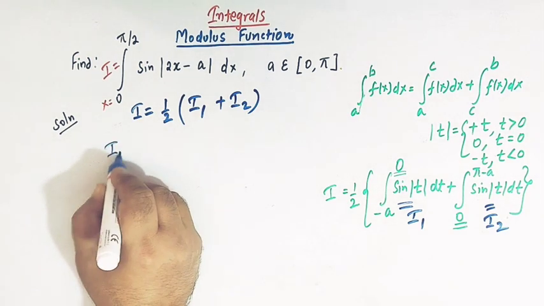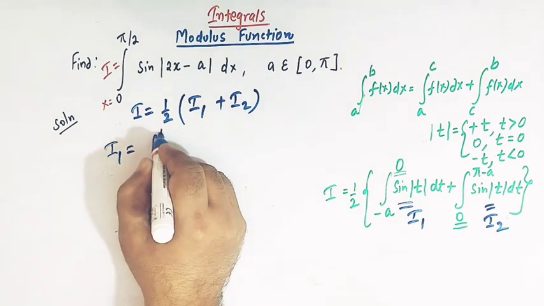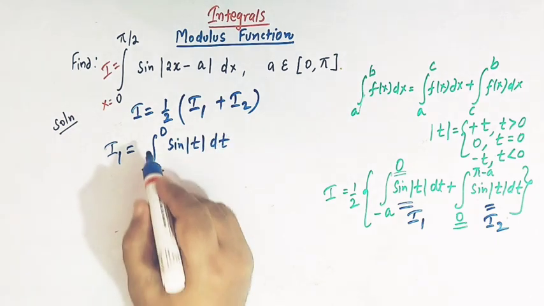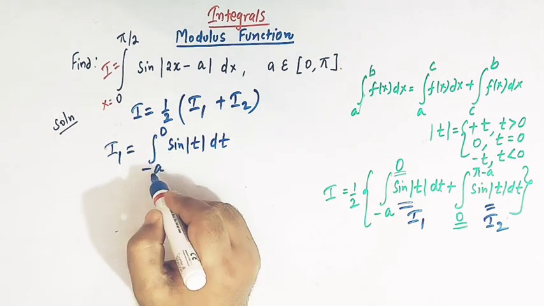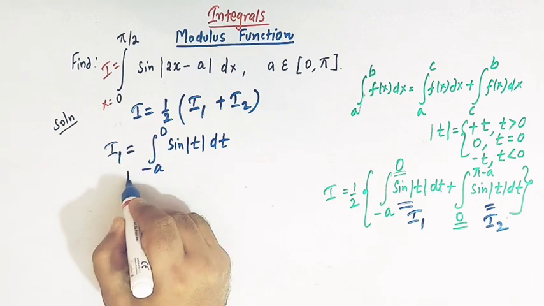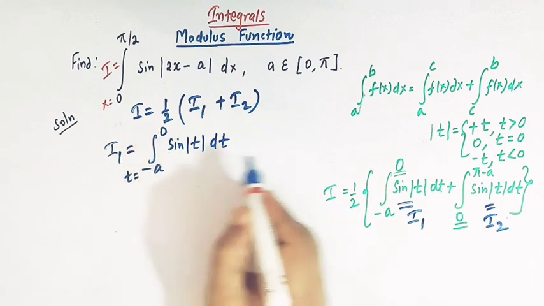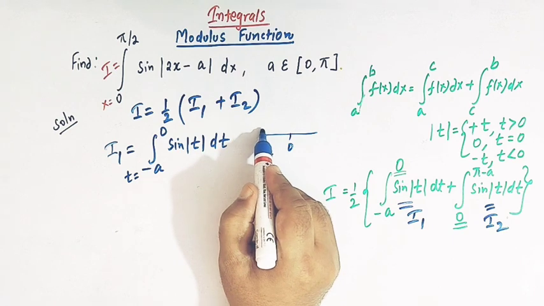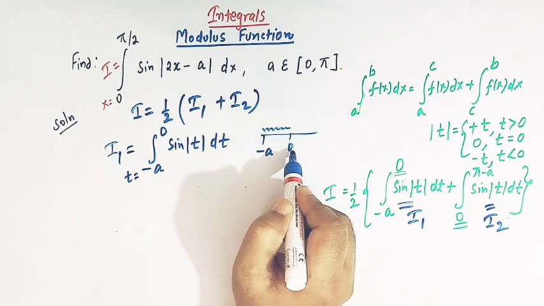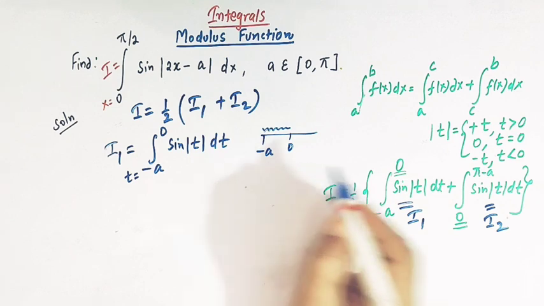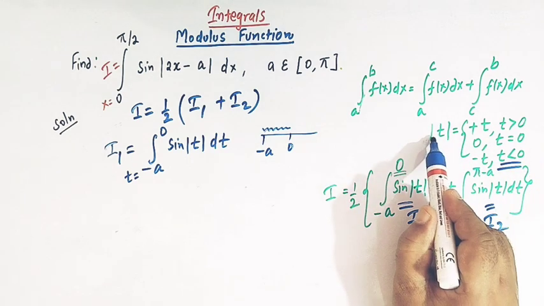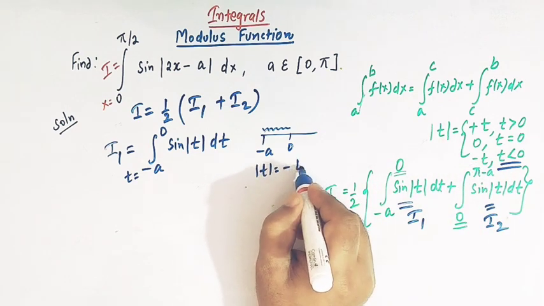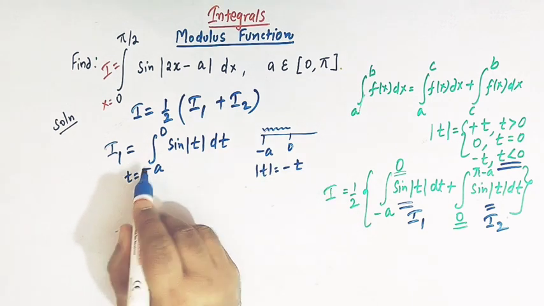So I1 is the integral from minus a to 0, right? And we have sine of mod of t dt, right? Now see, here we have minus a to 0. So all the values are negative because t goes from minus a to 0. Now see, here we have 0 and here we have minus a, right? So all the values which lie between minus a and 0 are negative, right? So when t is negative, then mod of t is equal to negative of t, right? So mod of t is minus t when t lies between minus a and 0.